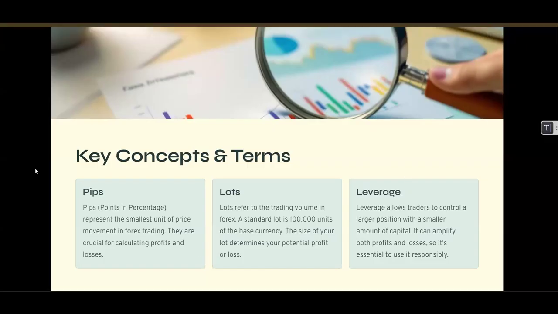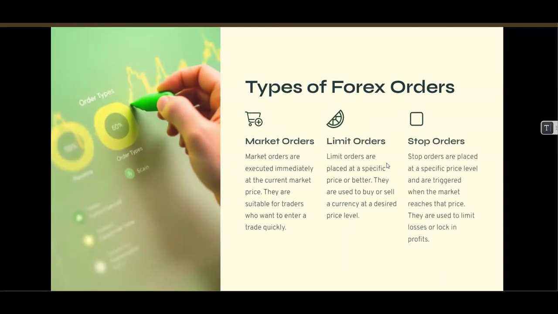We also have the key concepts and terms, which I call one of the most important things that we need to understand as traders. What's next? Let's try to look at types of orders. I prepared this specifically after pips, leverage, and lot size, followed by this, because these are important and it will also help you to understand exactly what you're doing.